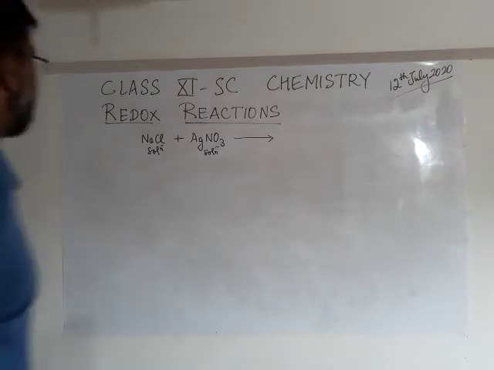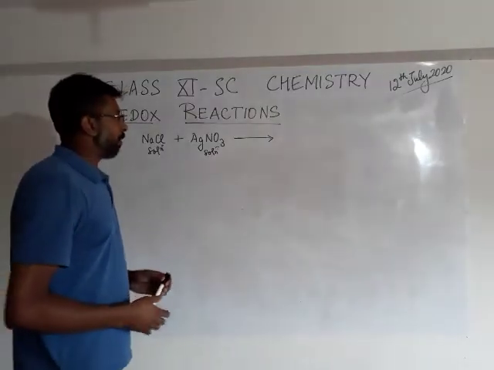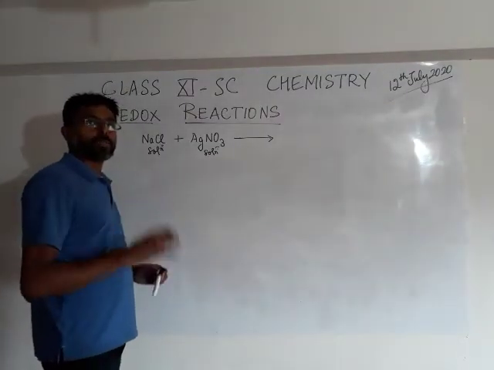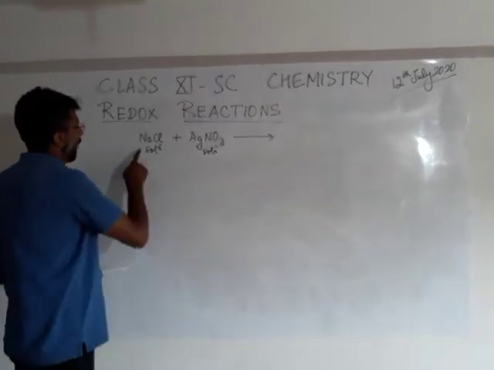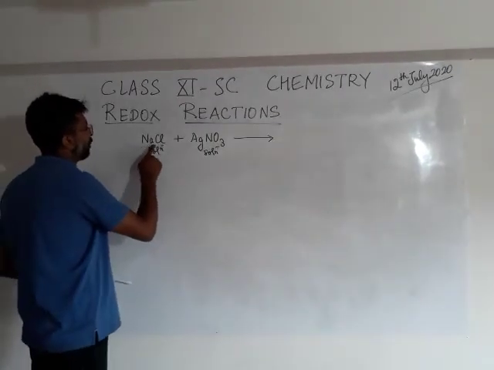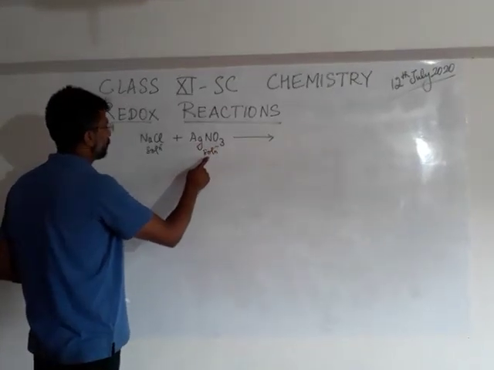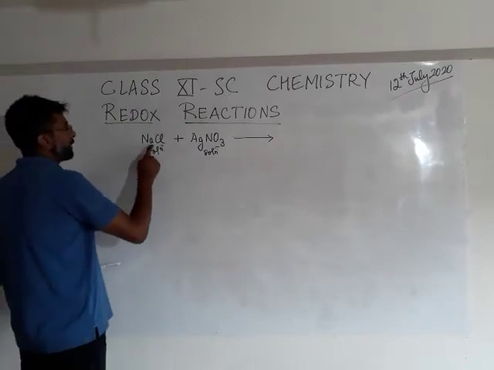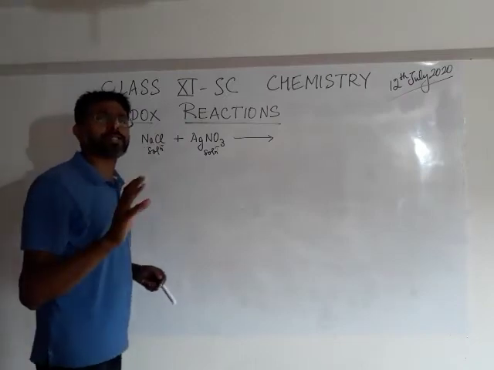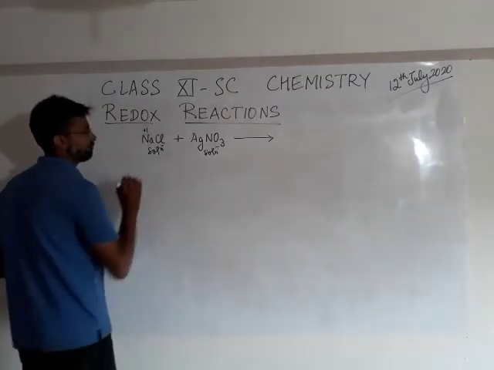Okay, now the next thing I want to explain to you is something from which you will understand the concept of oxidation number. Look at this reaction. I have written down the chemical formula of sodium chloride. I have written down the chemical formula of silver nitrate solution. Now sodium chloride, NaCl. What is the valency of sodium metal? The valency of sodium metal is +1.